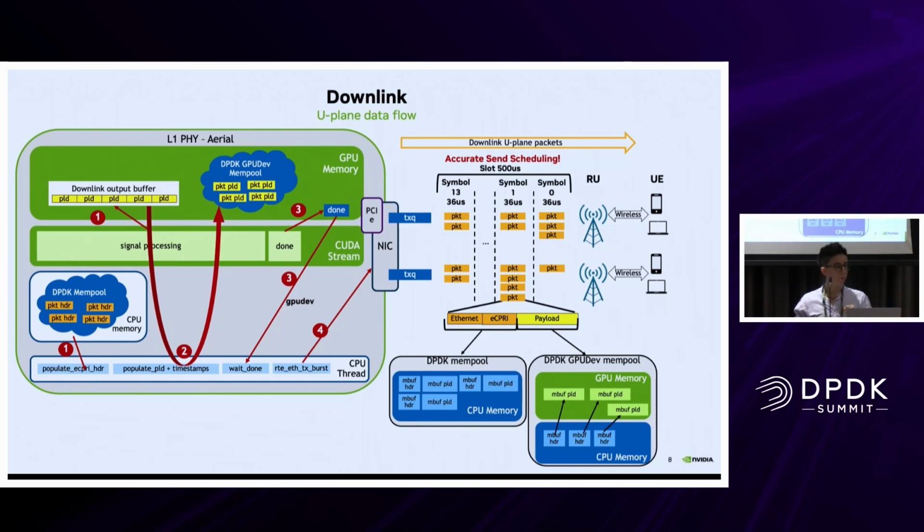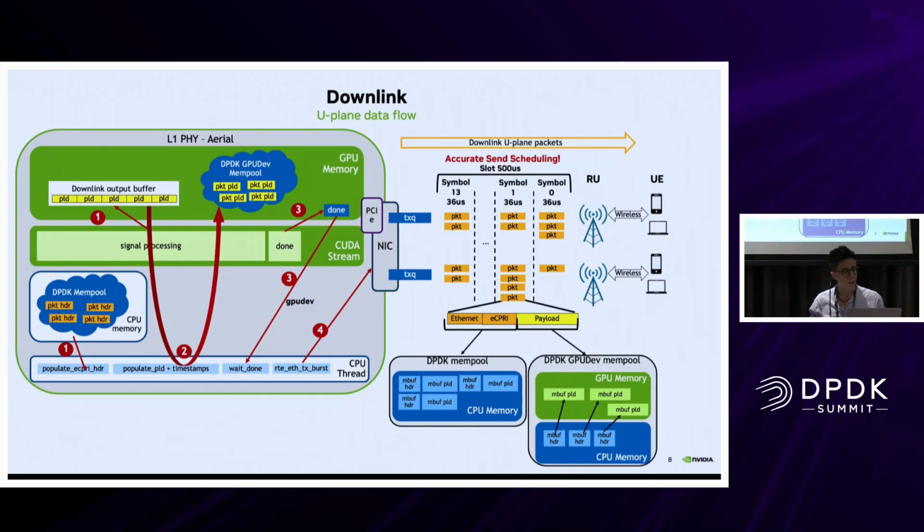Next step is to prepare the packet payload. So the packet payload must be fetched from the GPU. So what happens is the CPU redirects the mbuf payload of the mbufs in the DPDK GPUDev mempool to the right offset of the downlink output buffer. So they will refer to a memory address in GPU memory. And in this way, the final effect is that we're going to send packets where half of the packet, let's say, is fetched from the CPU memory for the header, and the remaining part of the packet is fetched from the GPU for the packet payload.